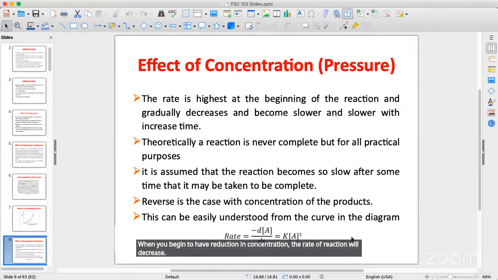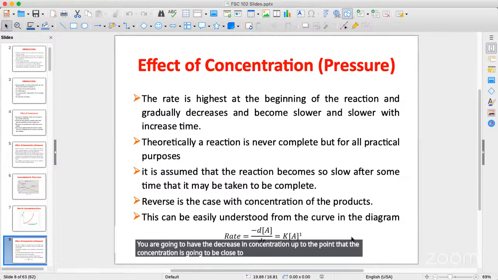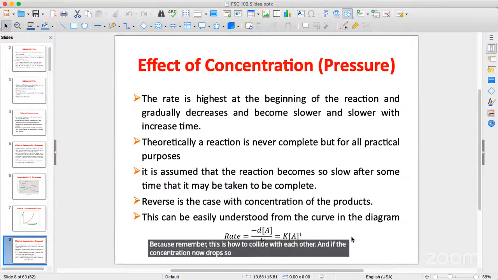You are going to have the decrease in concentration up to the point that the concentration of the reactant is going to be very negligible, close to zero. And at that point, you can hardly get anything going on, because remember, these things have to collide with each other. If the concentration drops so drastically that it is close to zero, these reactants are going to be so far apart in the reaction medium that they won't even get in touch with each other.